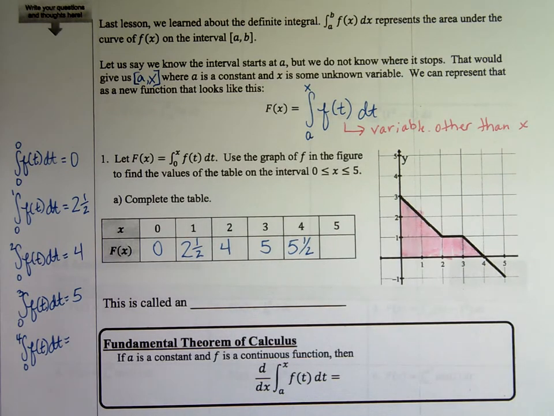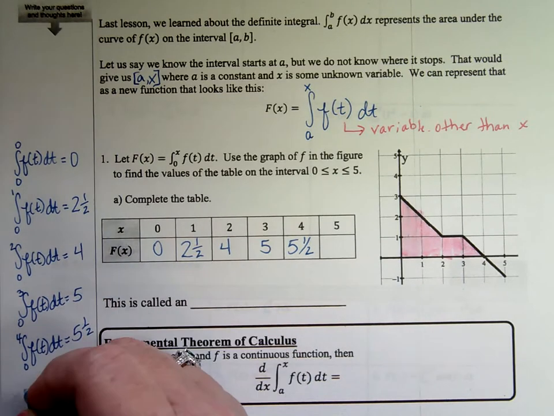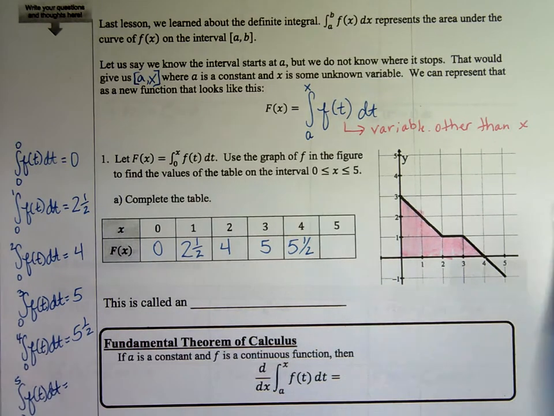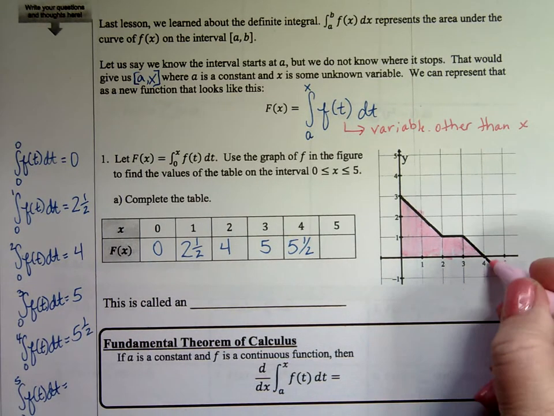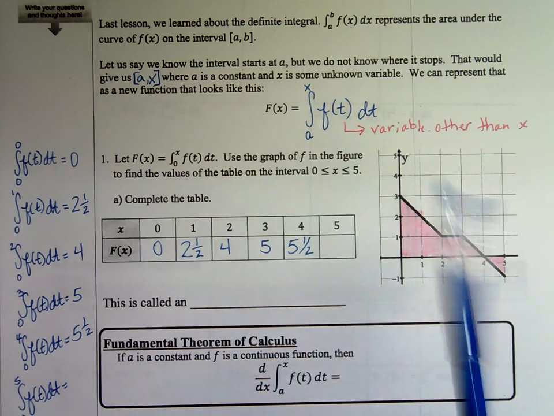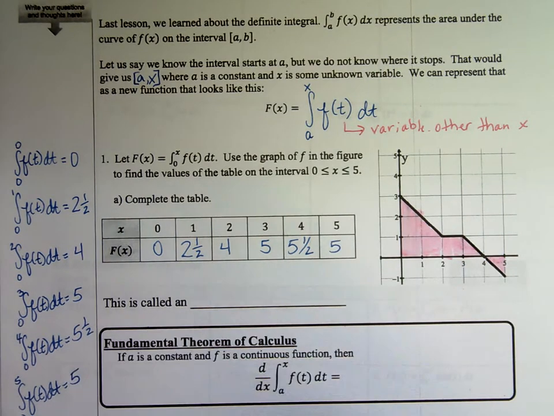And then my last little one, 5.5 for this guy, and then my last one goes 0 to 5, and that is for f of t dt. But this time I have to subtract away a half. Right now my area is below the x-axis. And so if I take 5.5 and I subtract a half away, I get 5. And there you go. Complete the table. We did. All based off of that integral.